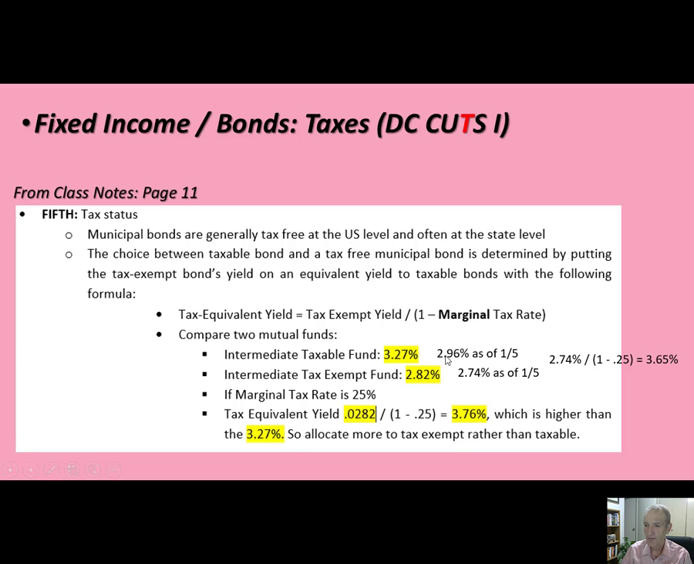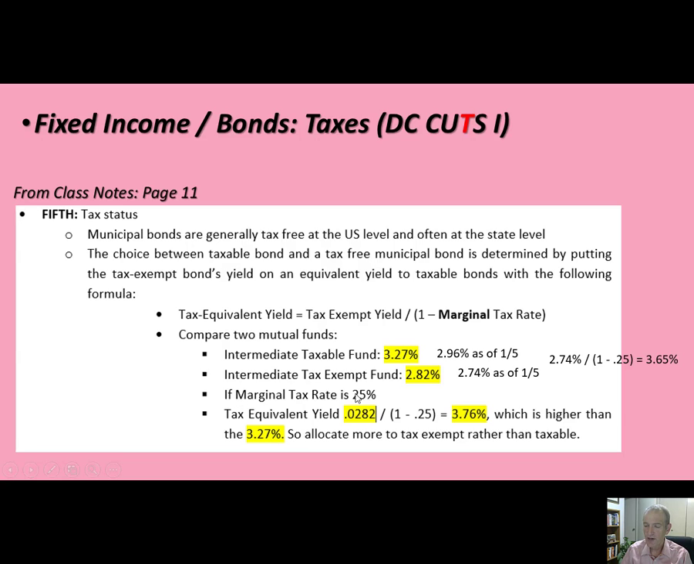So let me just give an example. The numbers in the yellow are what's in your class notes. These numbers over on the side were the most recent numbers as of January 5th, so they're a little bit old by the time you'll watch this. But I took a taxable bond fund and a tax-exempt bond fund. The taxable bond fund was yielding 3.27. The tax-exempt was yielding 2.82.